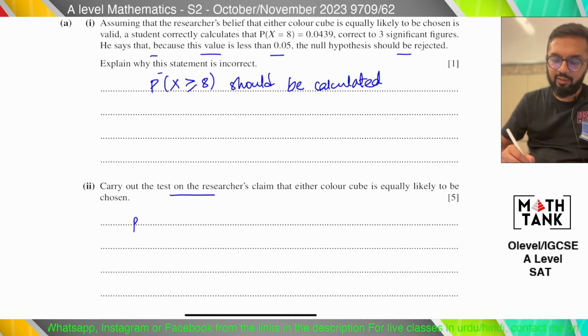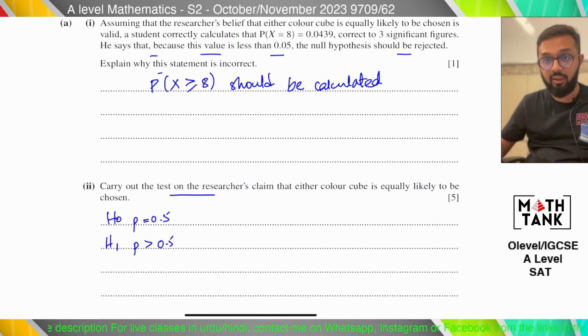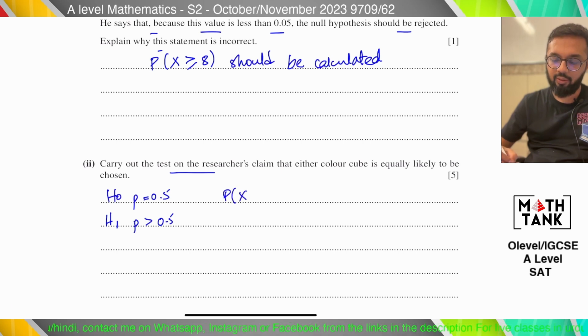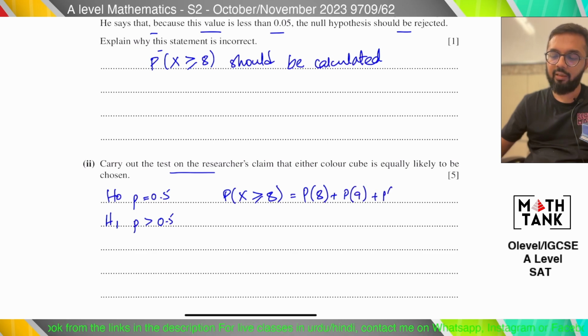So the researcher is hypothesizing that it's 0.5. Someone else is hypothesizing that it's greater than 0.5, for people who choose the green cube. So how many chose the green cube? 8 chose the green cube. So I'm going to calculate the probability of X greater than or equal to 8. That means I want 8, 9, and 10.